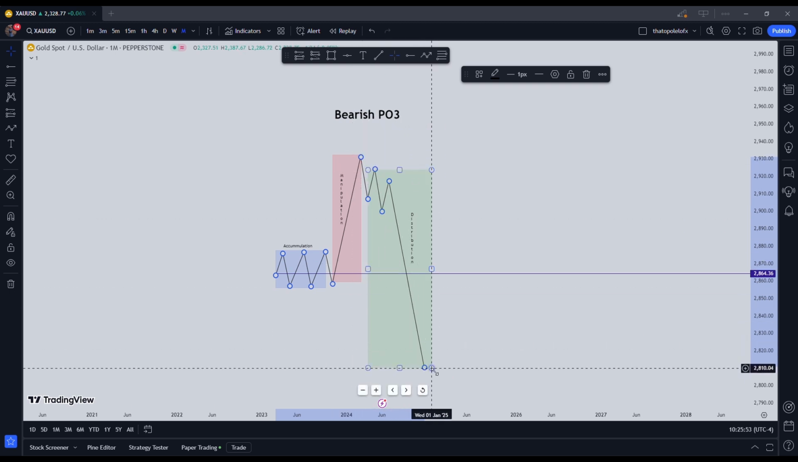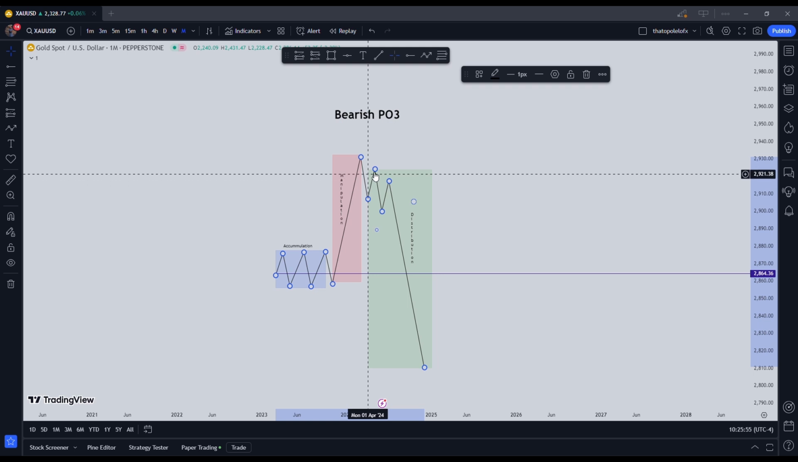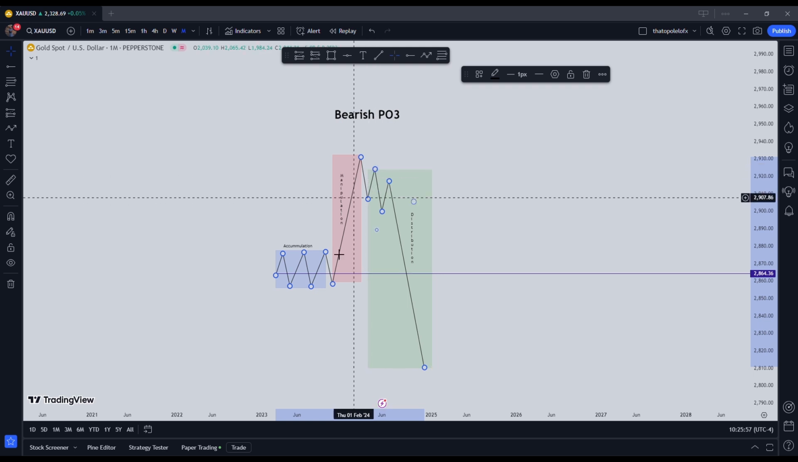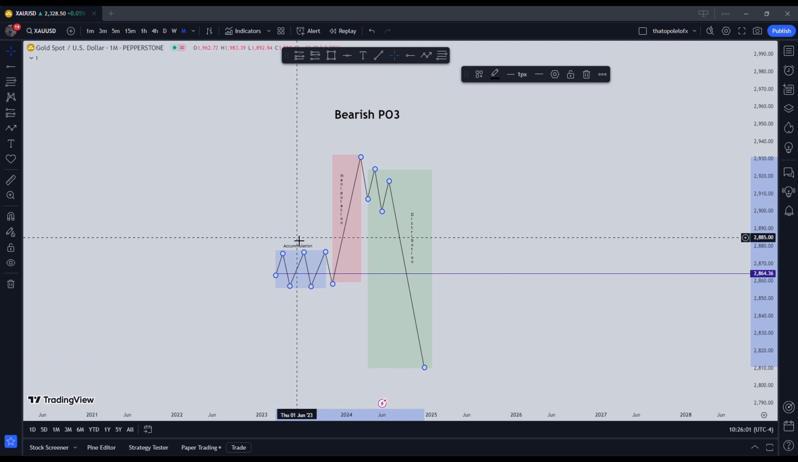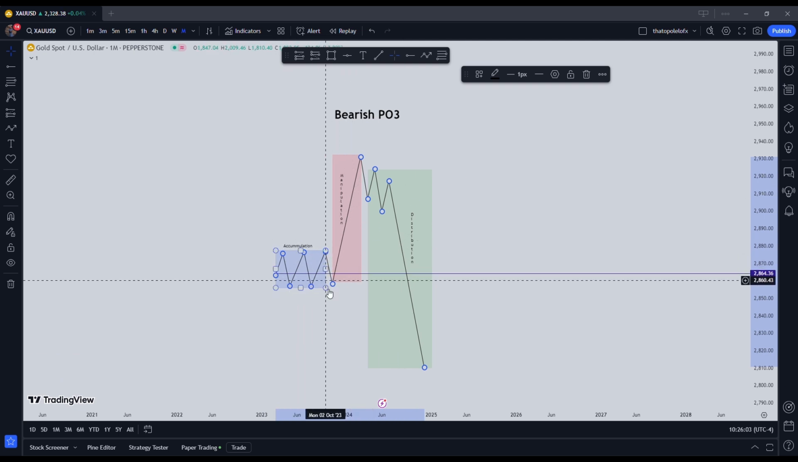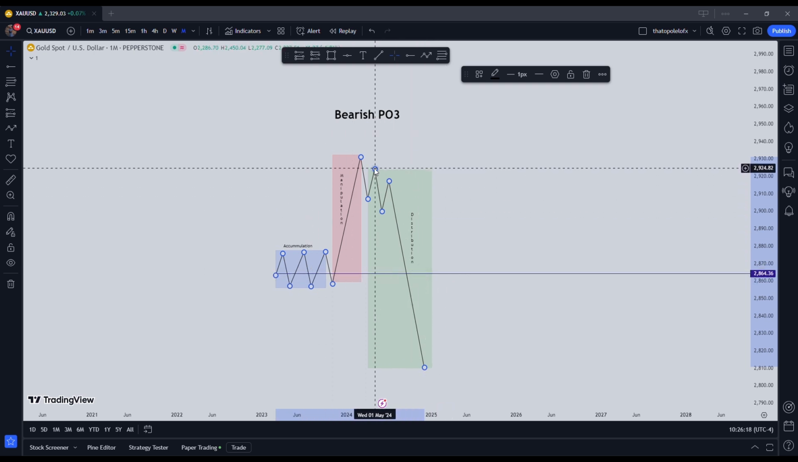Because sometimes, if you are selling from this point, your take profit could be exactly right here, below this area of accumulation. Or you can just place your take profit right where price opened, the opening price, the midnight opening price or Sunday opening price. This is where you could usually put your take profit if you sold up here. Don't worry, I'll show you examples on the charts.